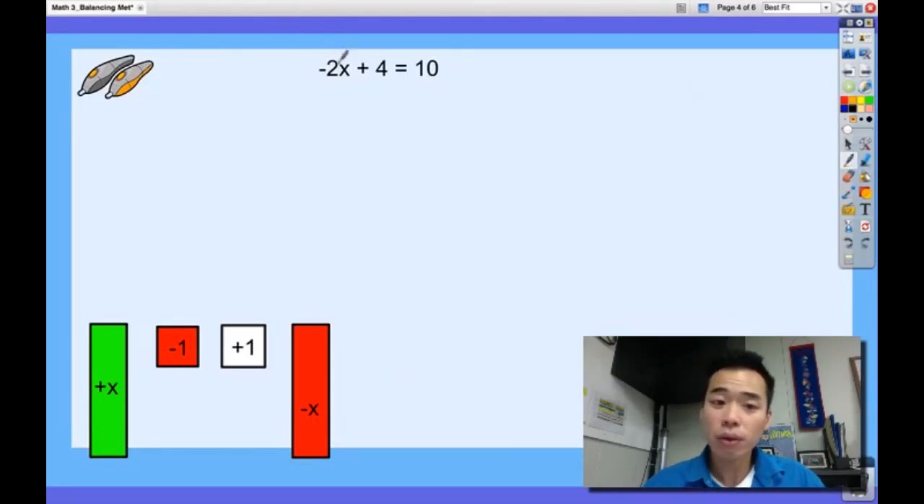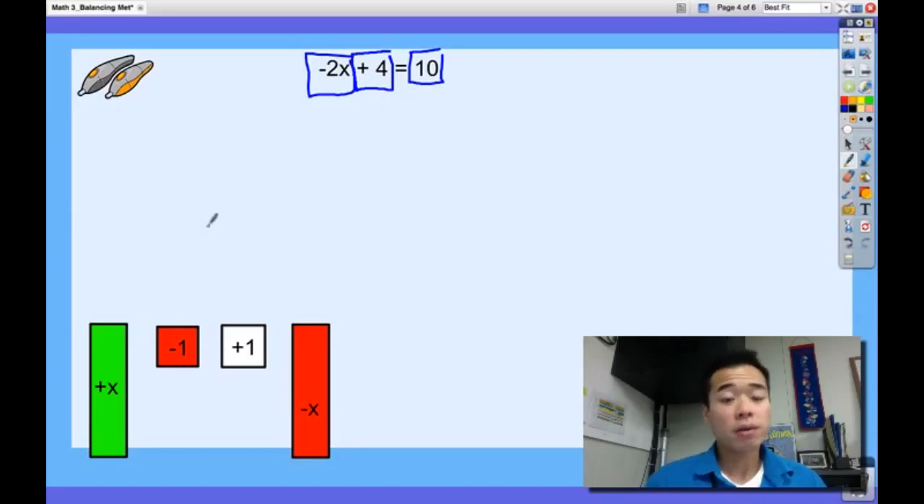The first thing I'm going to do with any equation is box each term. I'm not even going to worry about the do-undo table today. I can model this for you, or you can do it in your notes. What I have is 2 red bars, 4 white tiles, and 10 red tiles.